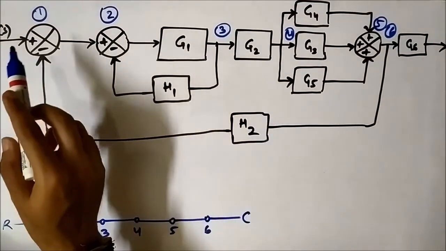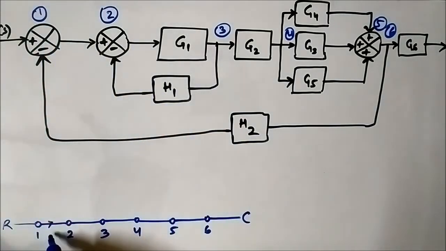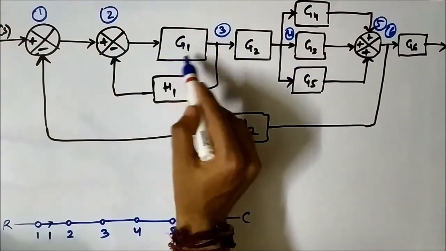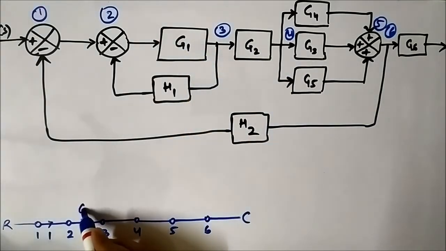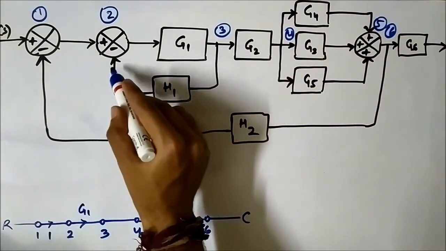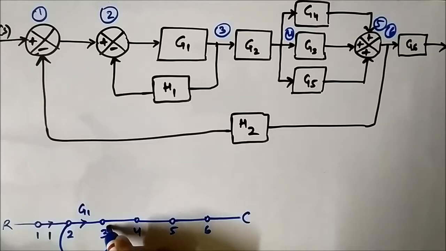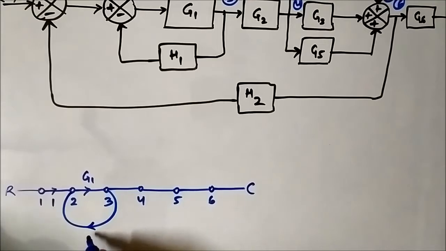Now let us determine the gain of the branches. In between 1 and 2 there is unity gain, so the gain of the branch is 1. Between node 2 and 3, there is a forward gain of G1, and then there is a negative feedback path with gain H1. So there is a negative feedback path between 3 and 2, with gain minus H1.